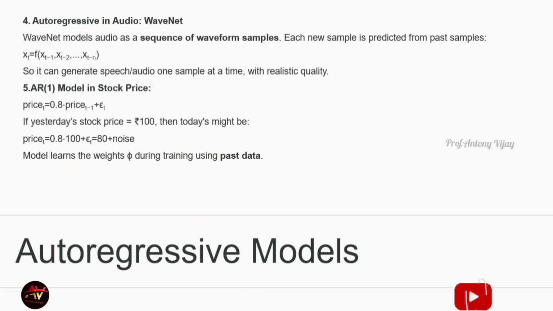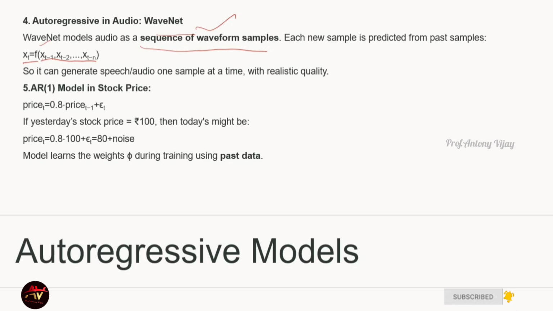And the fourth one is WaveNet. WaveNet is mainly for audio purposes. So here we have a sequence of waveforms like xt. xt is the current form. So we already have some forms like xt minus 1, xt minus 2, and so on till n. N number of samples are there. Based on that, we can apply a function and we can find the xt. This is what is called WaveNet.